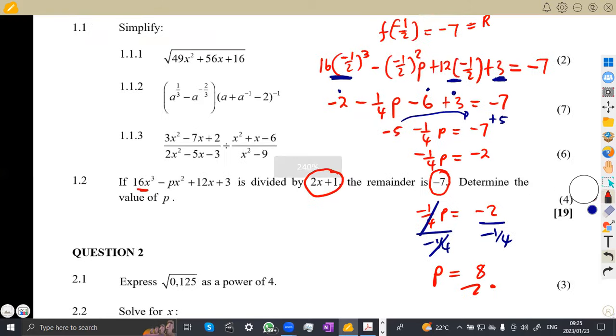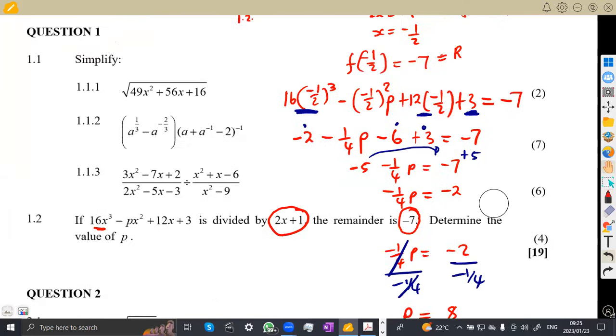Okay, guys, so that's what we had on this question. That was question number 1 from November 2016 revisions.